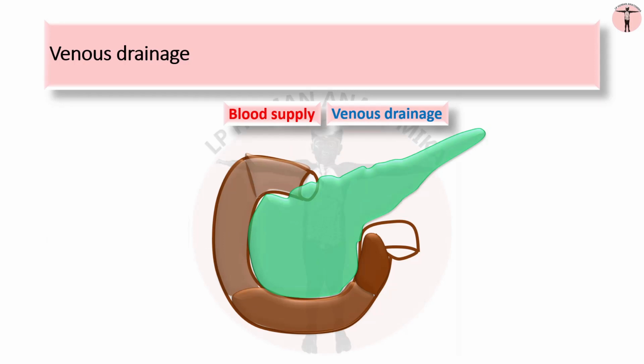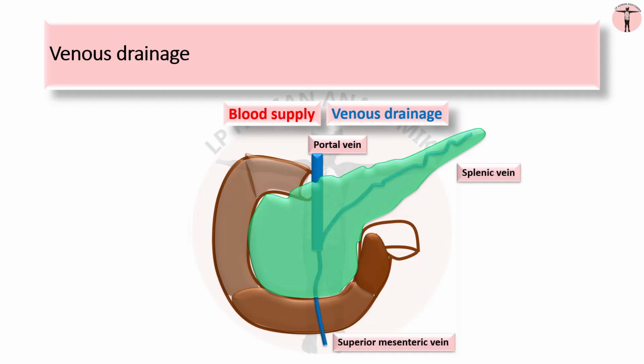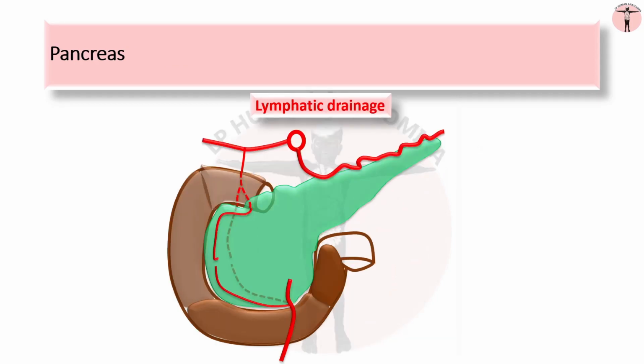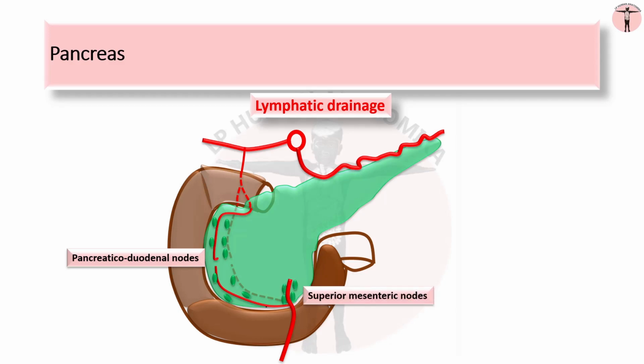Coming to the venous drainage, the veins of the pancreas accompany the arteries and drain into portal vein, superior mesenteric vein and the splenic vein. Lymphatic drainage. The lymphatics from the pancreas follow the arteries and drain mainly into the following groups of lymph nodes. Pancreatico-duodenal nodes present along the superior and inferior pancreatico-duodenal arteries, superior mesenteric nodes around the superior mesenteric artery, pyloric nodes and pancreatico-splenic nodes, which is the main group. All these drain into celiac nodes.